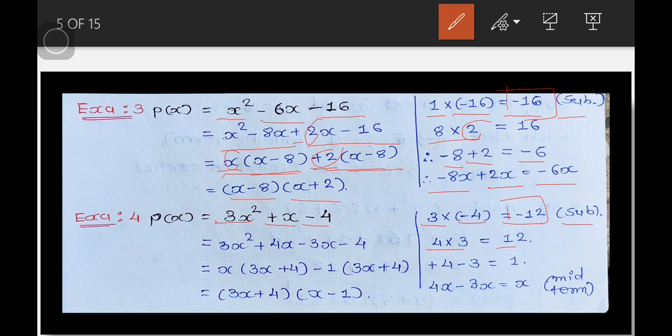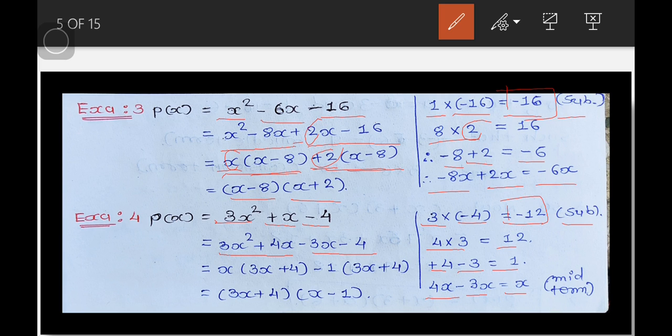Now we put the signs in such a way that we get the middle term with a plus sign. So we put here plus 4 and minus 3, and we do subtraction, then we get plus 1. And now let us put x, multiply with x, 4x, 3x, and x, and now we split the middle term as given here. So it is equal to 3x square plus 4x minus 3x minus 4.